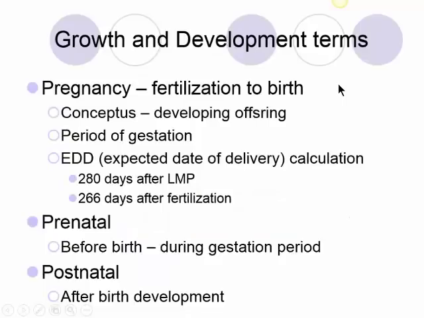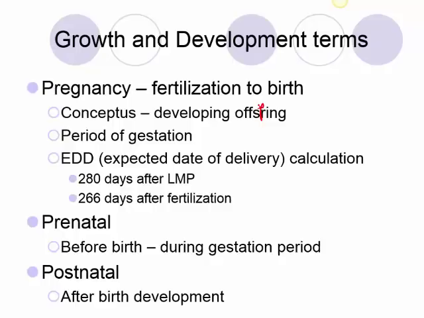So let's look at some terms that we use. Pregnancy is from fertilization to birth. That's obvious, everybody knows that. Conceptus is the developing offspring. The period of gestation is this development that occurs intrauterine. It differs for every species.